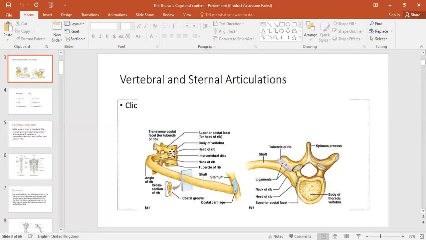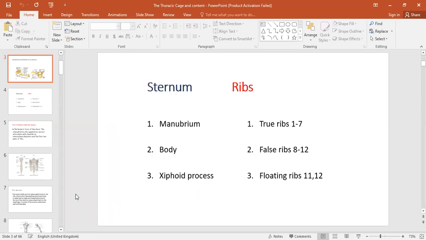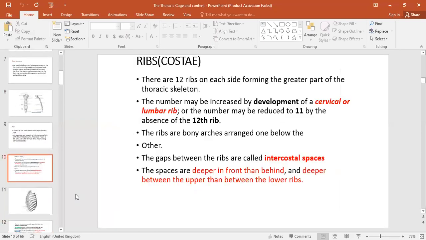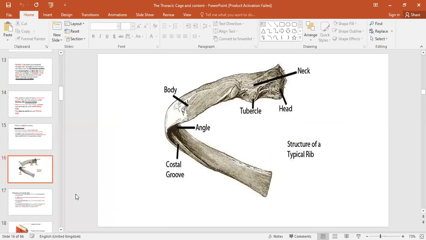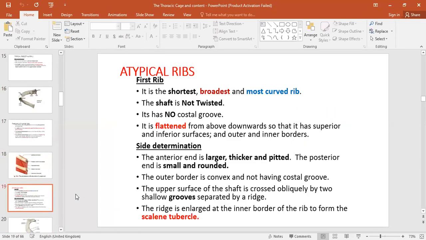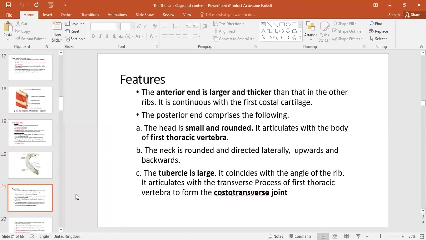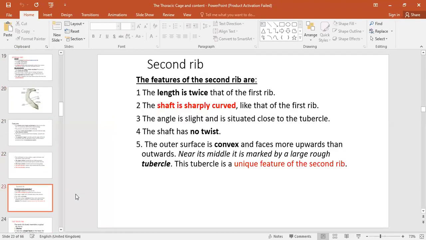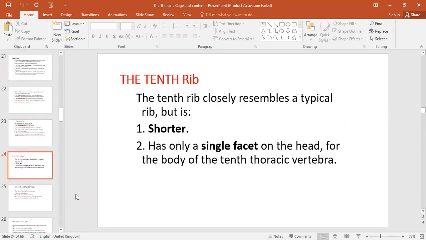It will not attach to one above, one below. It will just go direct to the body of thoracic vertebra number 10 and attach there. So it has a single facet instead of having two facets like typical ribs. So again, it can be easy for you to identify which one is rib 10, because in terms of shape, it will be looking like these typical ribs. But if you examine the head, you see that there will be only one single facet.